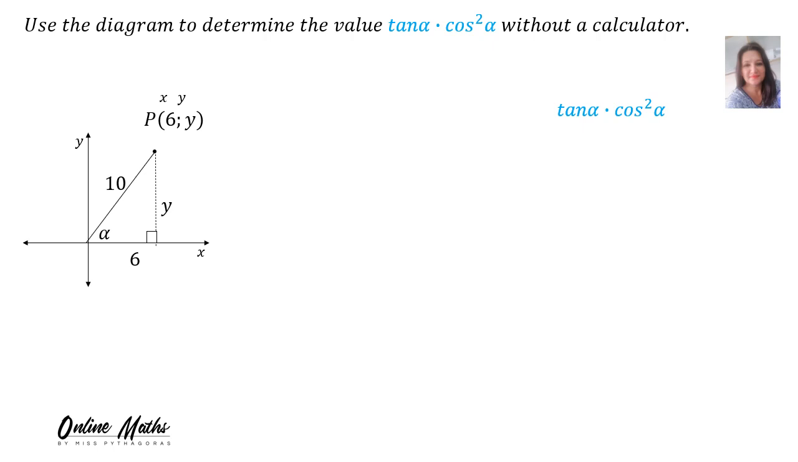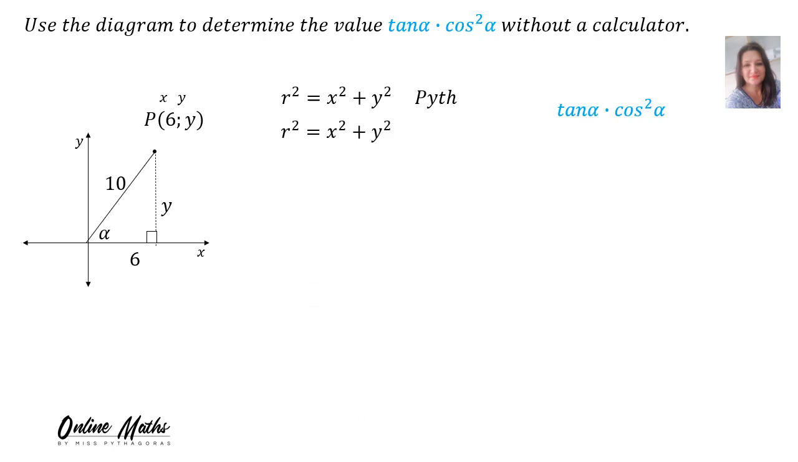Let's do another one. Use the diagram to determine the value of tan alpha times cos squared alpha without a calculator. What's given was a right angled triangle in the first quadrant, and given is r is 10, x is 6, and the y coordinate is missing. That's the one we are going to calculate with the theorem of Pythagoras.